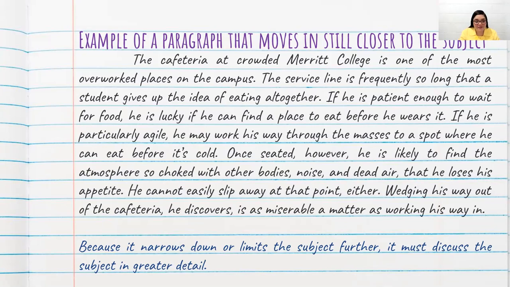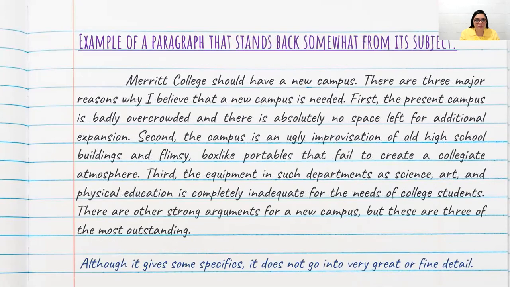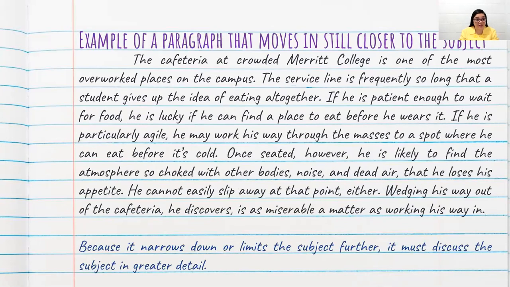If we go to the very first paragraph, you will see that the problem is that you say Merritt College should have a new campus. But then I move more specifically. Merritt College is completely overcrowded. But now I take a look that is even closer to this one. And then I say, the cafeteria, more specifically. The cafeteria at crowded Merritt College is one of the most overworked places on the campus.